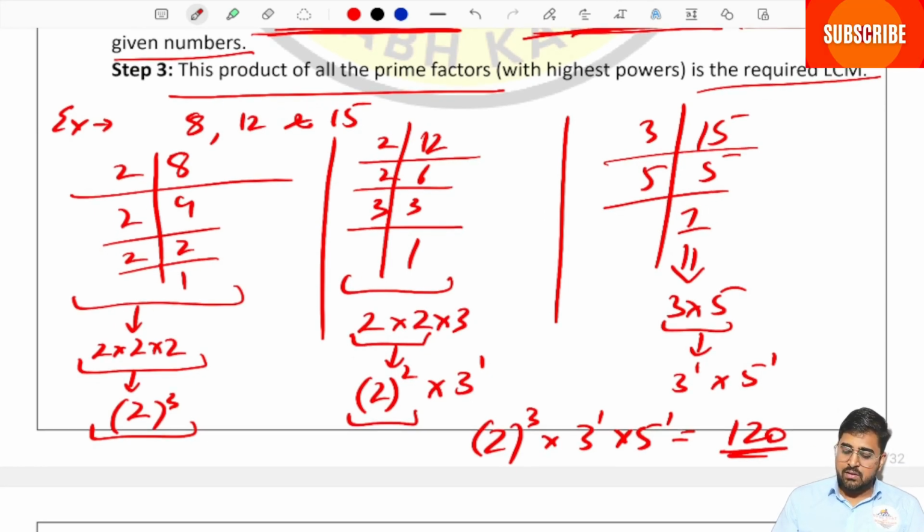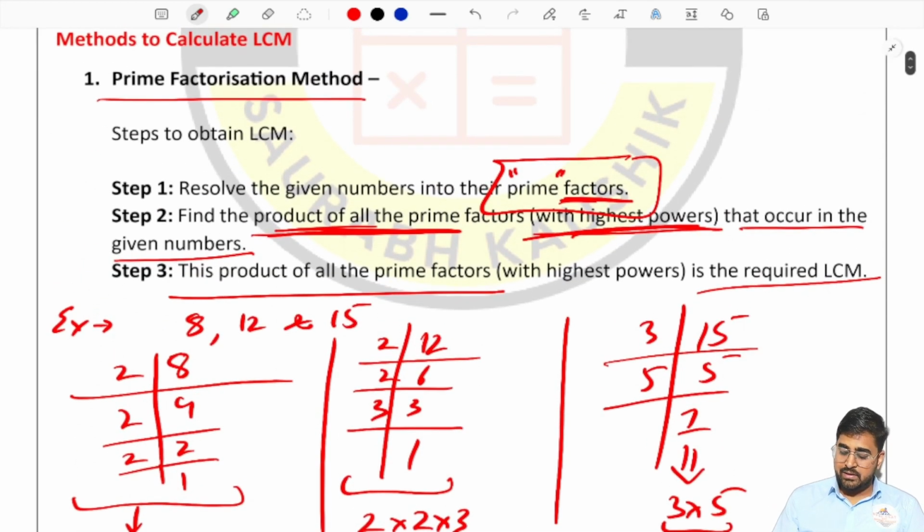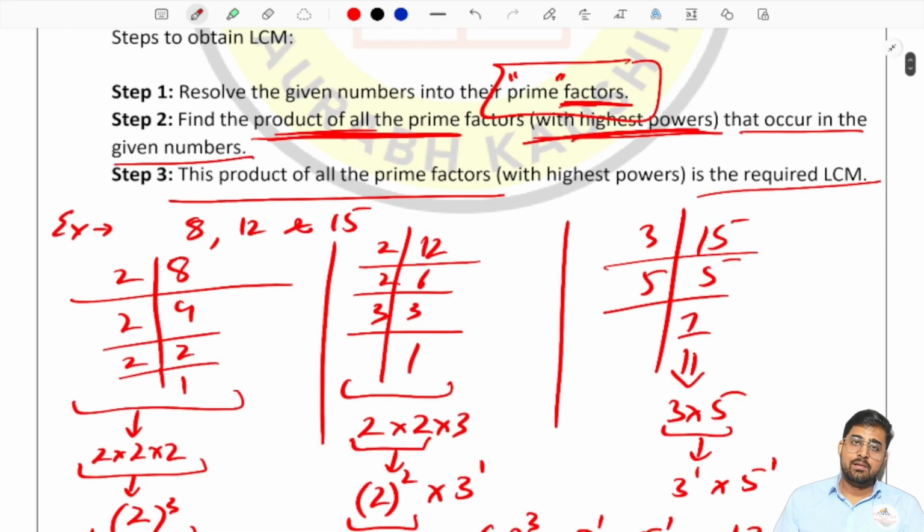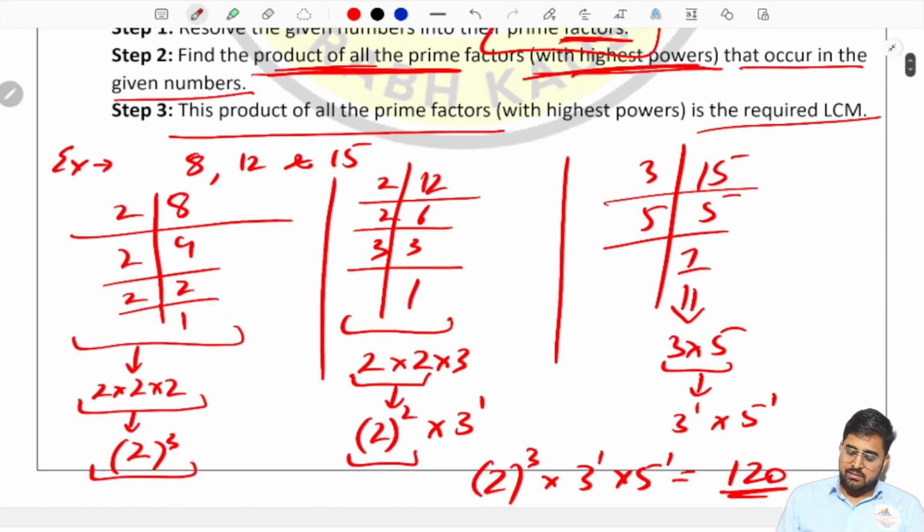So that's how you calculate the LCM by the prime factorization method. Why is it called the prime factorization method? You use the lowest possible factors, the numbers which are divisible only by themselves or one. Those numbers should be considered in this method. Then you make them in power format, and take the maximum power component, and leave the other ones.